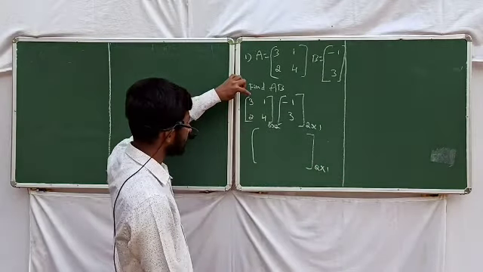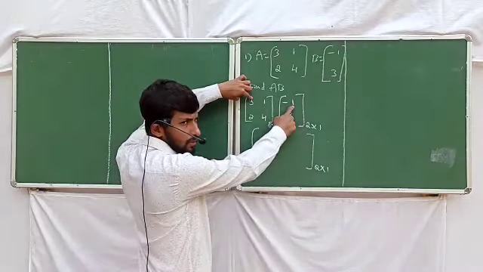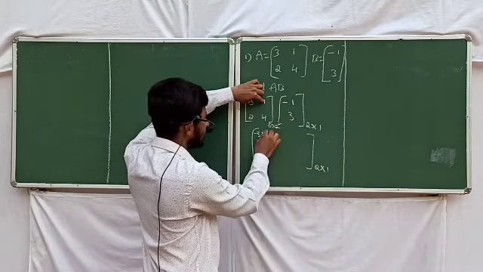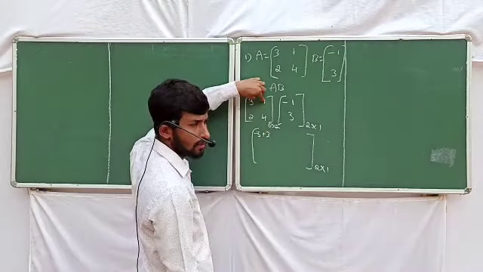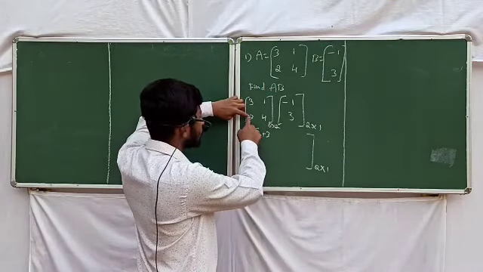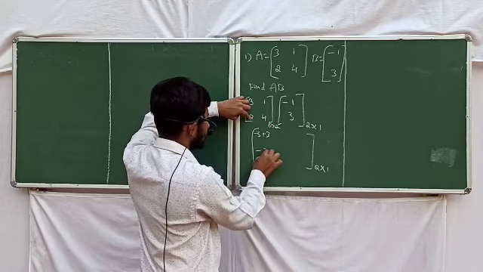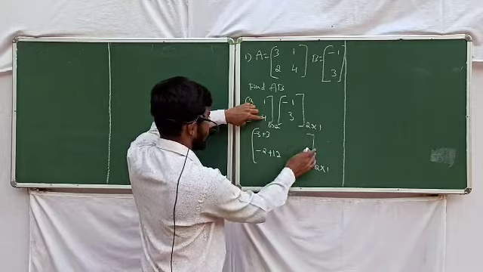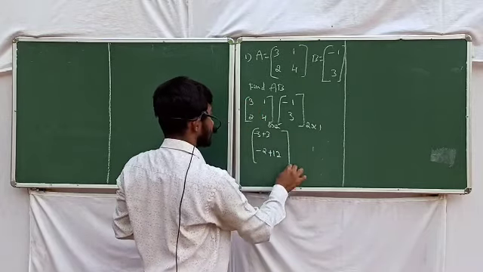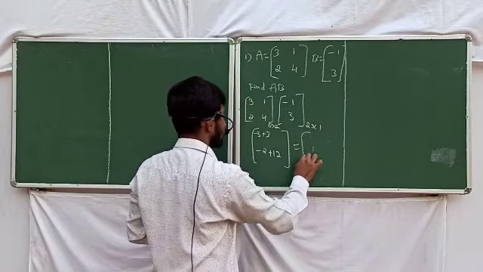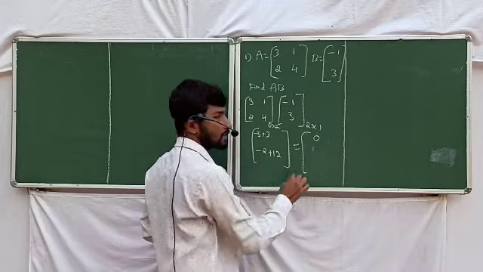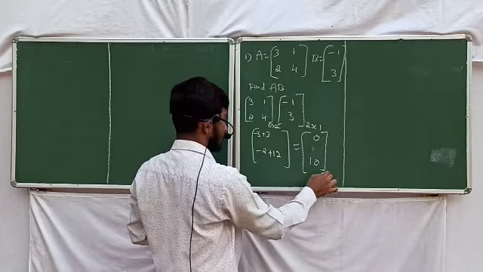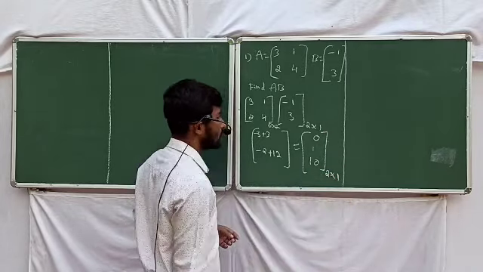Now multiply 3 into -1, that is -3. 1 into 3, that is +3. Next, 2 into -1, -2. 4 into 3, plus 12. Now simplify this matrix. -3 plus 3 is equal to 0. -2 plus 12 is equal to 10, where the matrix is of order 2 by 1.